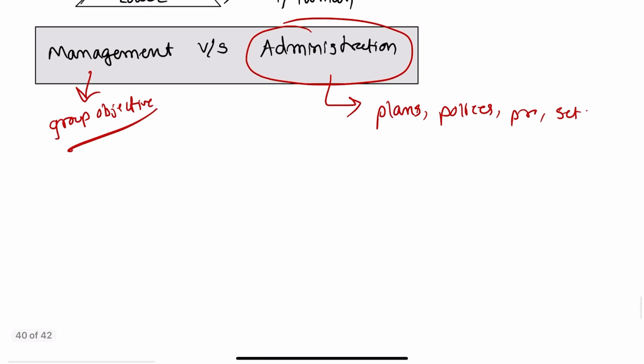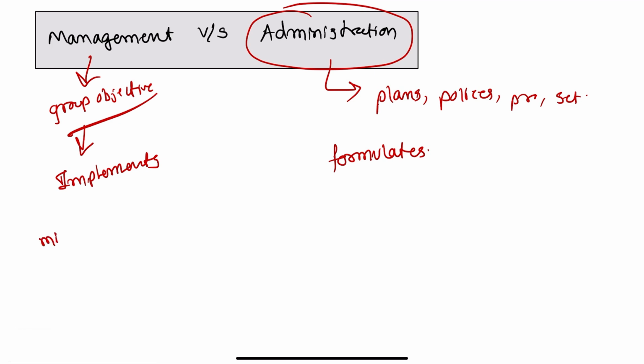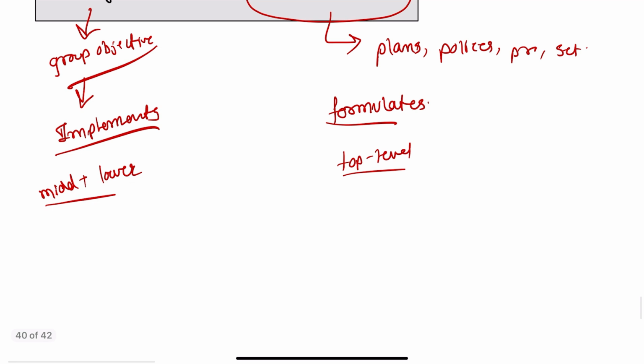But primarily, remember, management implements policies, whereas administration formulates policies. Management is done by both middle and lower level, while administration is done by top level authority. These are the main differences.